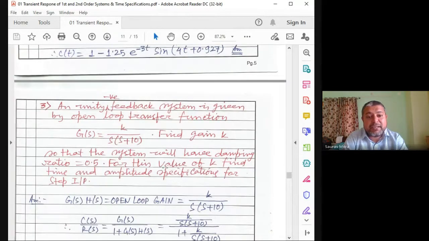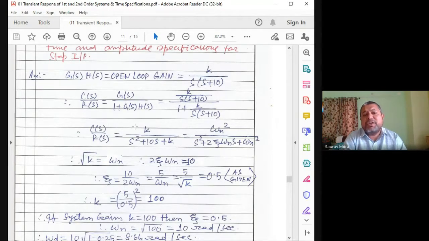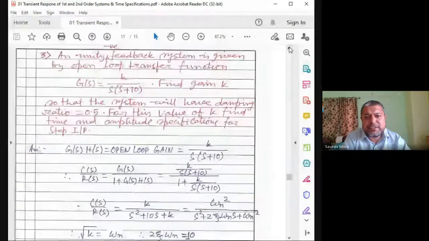This is another numerical where I have given you GS, and I have told you that it's a unity feedback. So first you are supposed to find out what is GS divided by 1 plus GS. That means first you are supposed to find out the loop gain. So in this case, you have found out CS by RS, GS by 1 plus GSHS, in terms of K. So you are finding K divided by S square plus 10S plus K. In previous numericals, I was giving you this directly with the value of K given. In this case, I have not given you the value of CS by RS. I have given you the GS and HS, and HS is not mentioned. If not mentioned, you can take HS equal to 1.